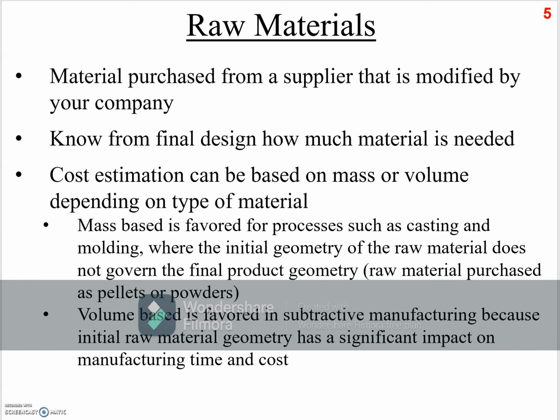For raw materials, this is a material that is purchased from a supplier that is modified by your company. You'll know from the final design how much material is needed, and the cost estimation for this can be based on mass or volume depending on the type of material. So mass-based is favored for processes such as casting and molding, where the initial geometry of the raw material does not govern the final product geometry, whereas volume-based is favored for subtractive manufacturing, where the initial raw material geometry has a significant impact on manufacturing time and cost.